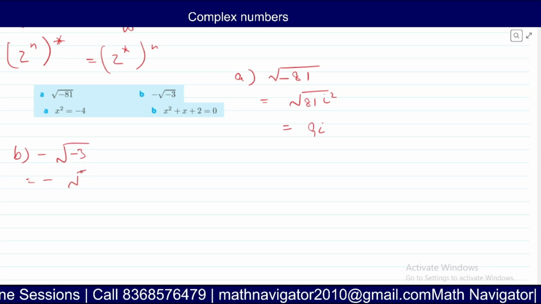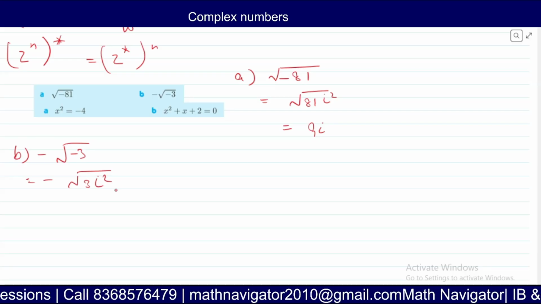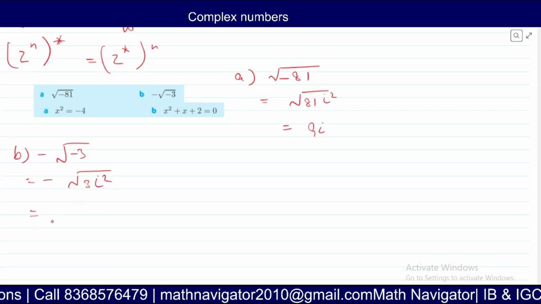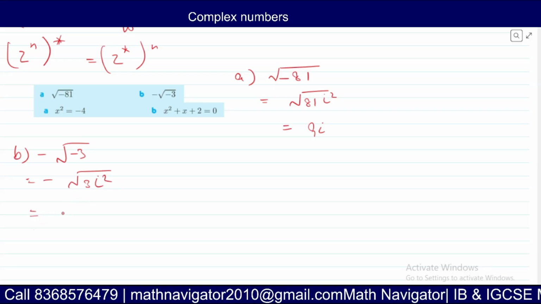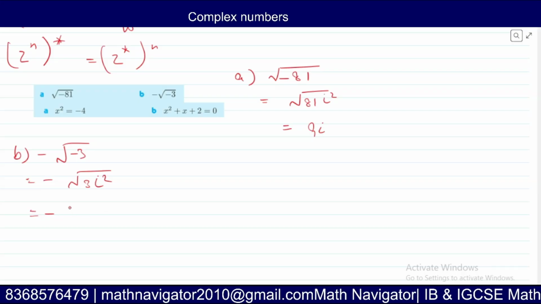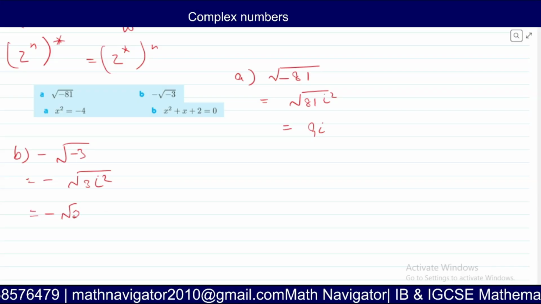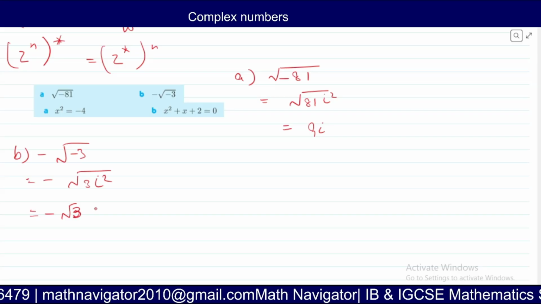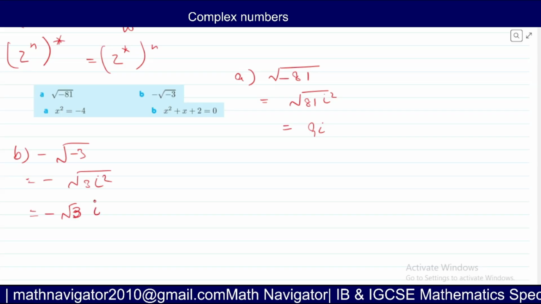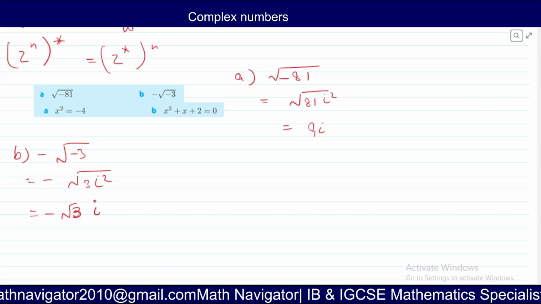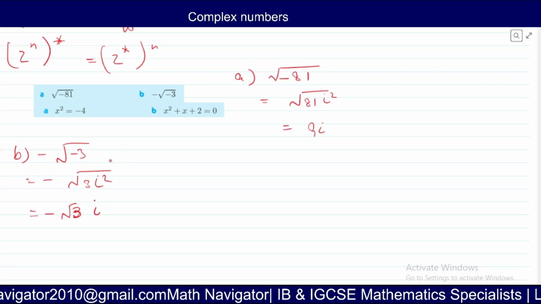So B part says minus of under root negative 3. This is negative under root of 3 i squared. So this is equal to negative of under root 3 i. Is this clear? Perfect.